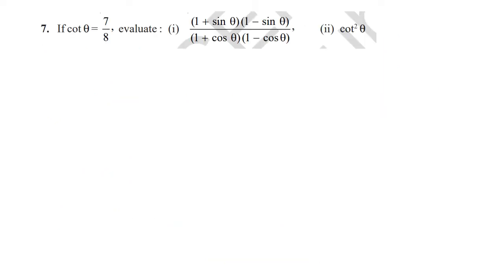Now we'll move on to the next question. If cot theta is equal to 7 by 8, evaluate. First one: (1 plus sine theta) into (1 minus sine theta) by (1 plus cos theta) into (1 minus cos theta). How are you going to do this, children?